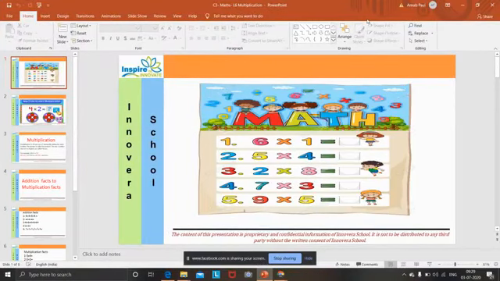Hello students. Today we are going to learn a new topic in mathematics, that is multiplication. In mathematics we are going to learn multiplication.